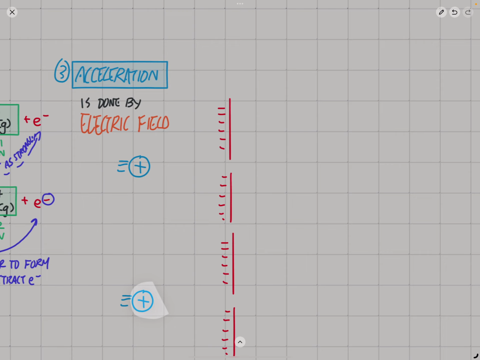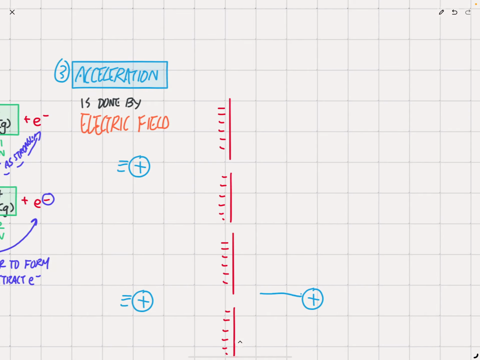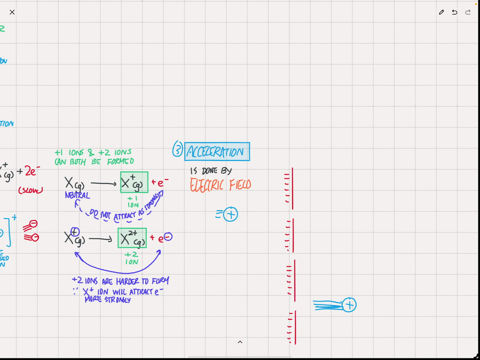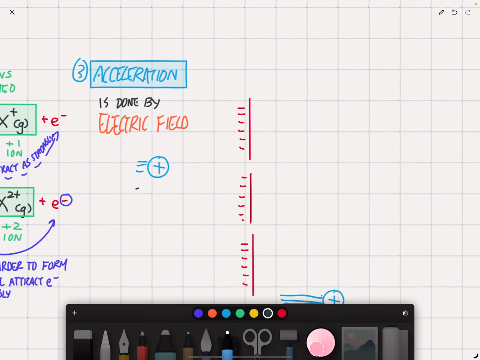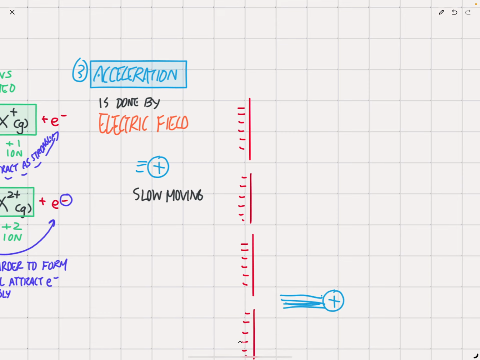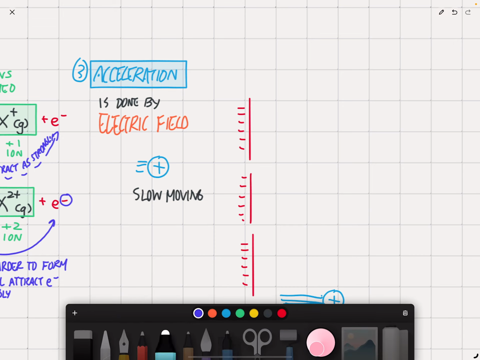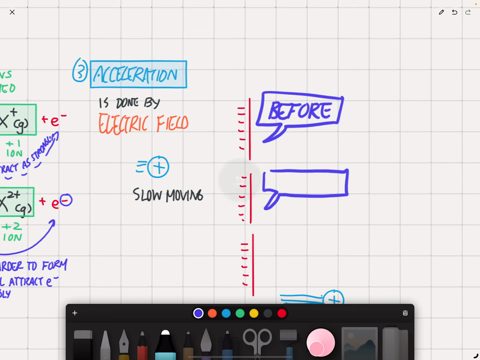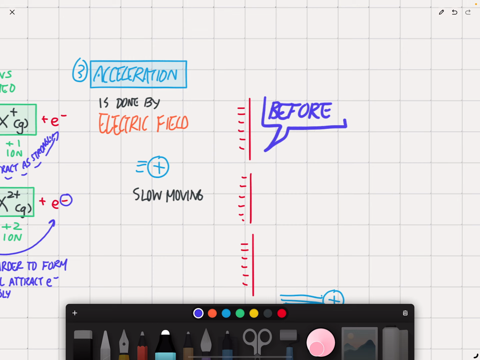Okay, so you will see this happening. So after they move past the negative charged plate, they will gain speed. So they go from slow moving to fast moving. So this is the before, and below shows what happens after the acceleration step. Okay, so you have before and after.